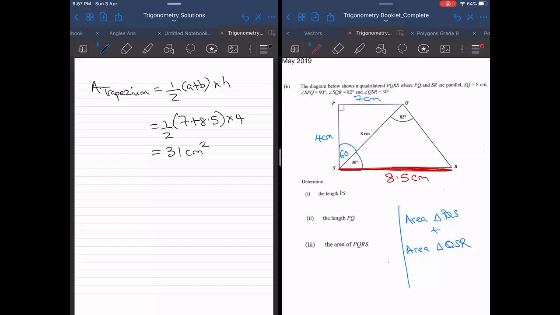Right, so you should be getting 30.9 something, or based on how we're rounding, you could be getting 31 if we're saying to the nearest whole number.